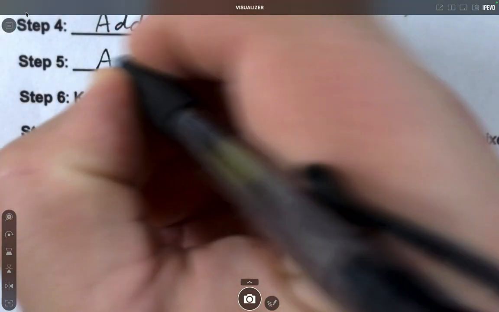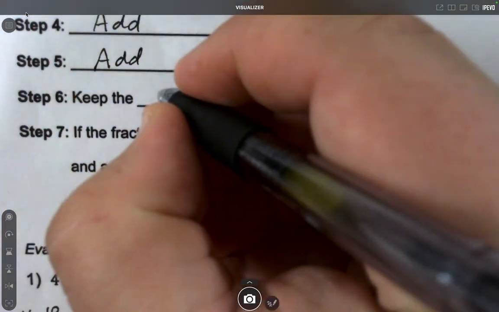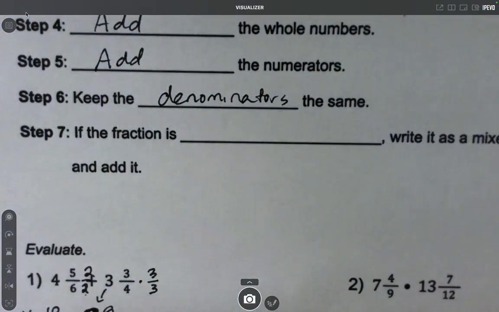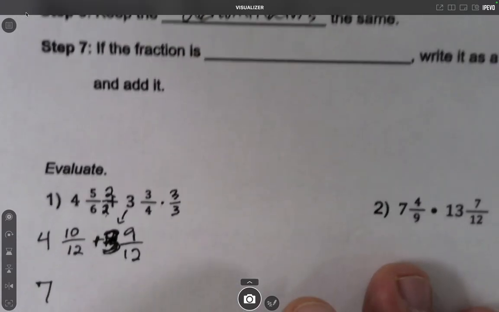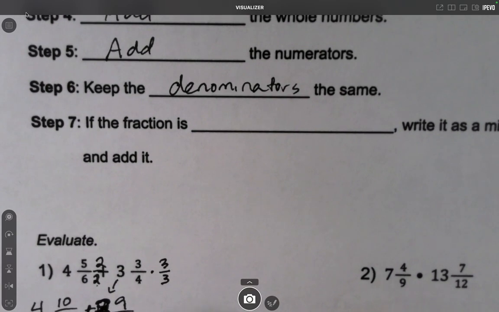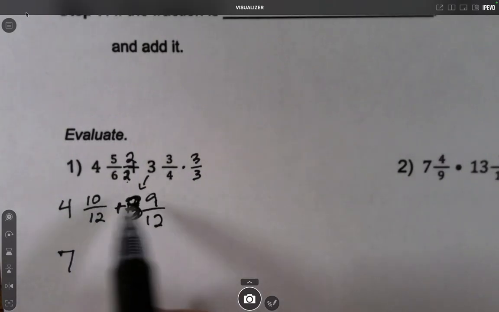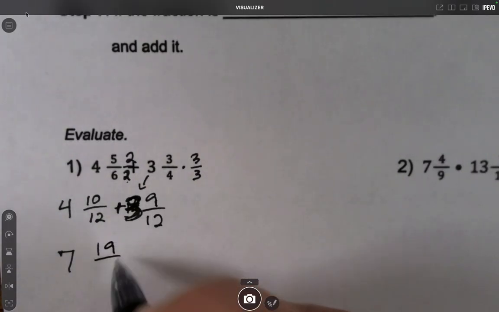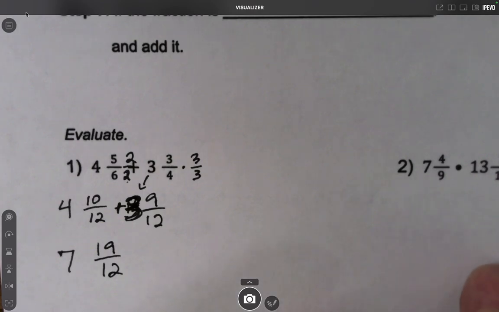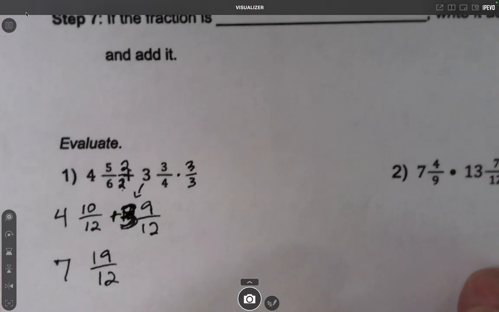Then we add the numerators, but we keep the denominators the same. So when you're adding and subtracting, this is important to remember. When you're adding and subtracting, the denominators do not change. You can change them to make them equivalent like we did before, but when we're adding and subtracting, the denominators do not change. That's why we add the numerators. 10 plus 9 is 19, but we keep the denominator, 12, the same. So we have 7 and 19 twelfths.